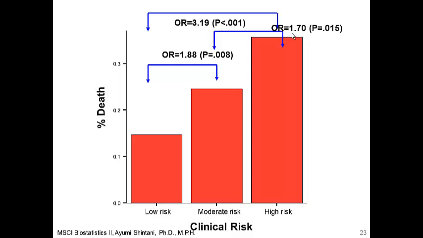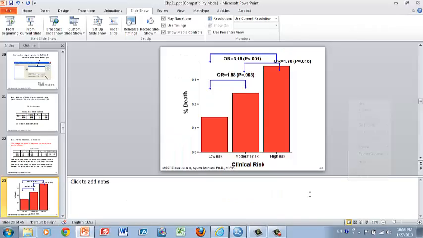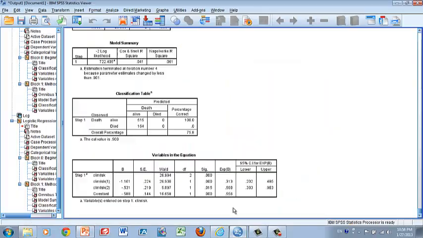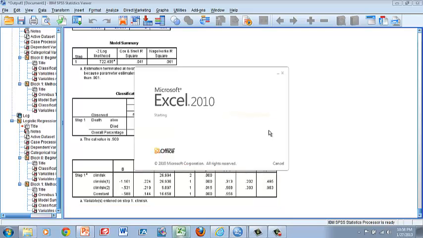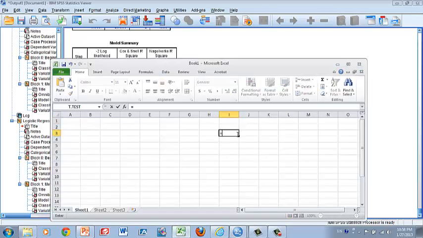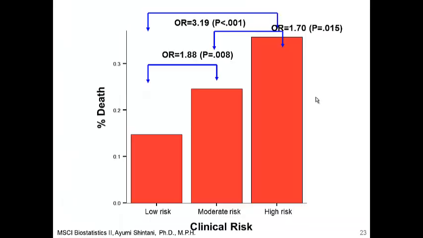Let's make sure. I got an odds ratio of 1.7, moderate versus high risk, and how can we get this from the logistic regression output? You do 1 over 0.588. Let's do that. 1 over 0.588, which is 1.7. Yes, got it.